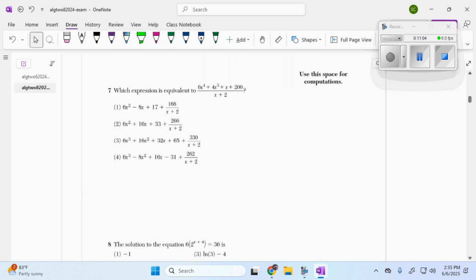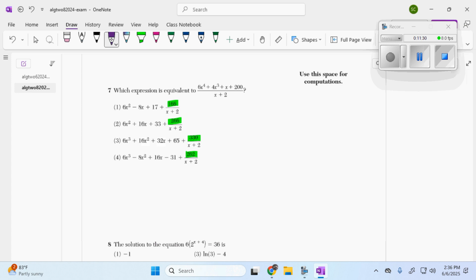Number 7 is asking which is equivalent. So we see a polynomial being divided by another polynomial, and we instantly think, let's just jump right into some tabular division. However, for this question, if you notice something, it makes your life a lot easier. Notice every single remainder is different in the 4 choices. So instead of doing the whole division problem, we could just apply the remainder theorem.